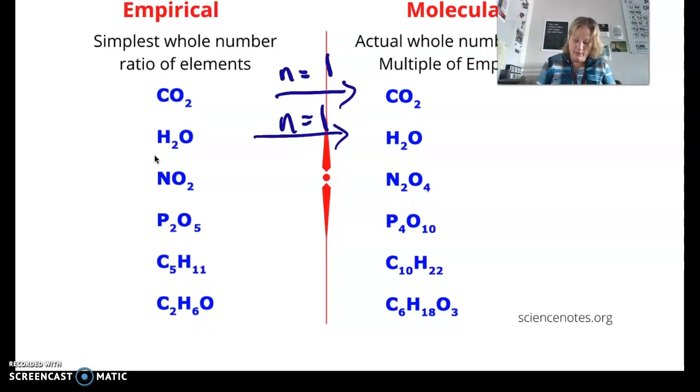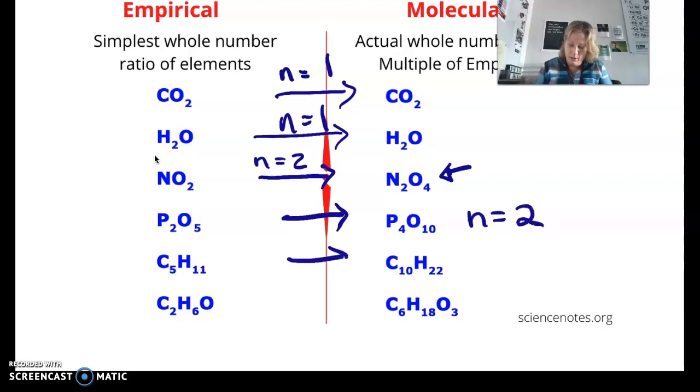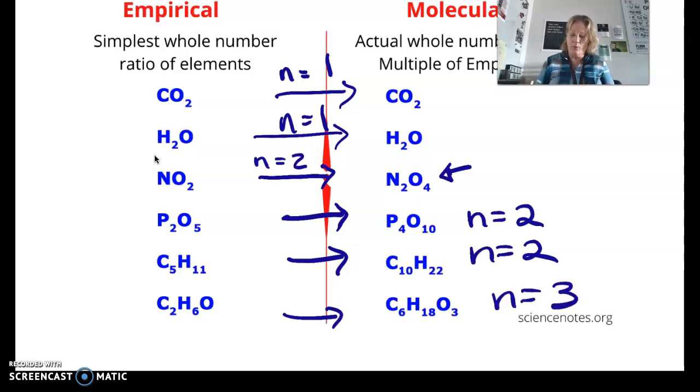Versus if you look at this one, you can see that this molecular true formula has 2 times as many atoms of nitrogen and oxygen. So you can see here N equals 2, N equals 2, and here we have N equals 3. So sometimes the empirical, the simplest whole number ratio of the elements in a compound, is the same as the molecular, and sometimes the molecular is some integer N times larger.